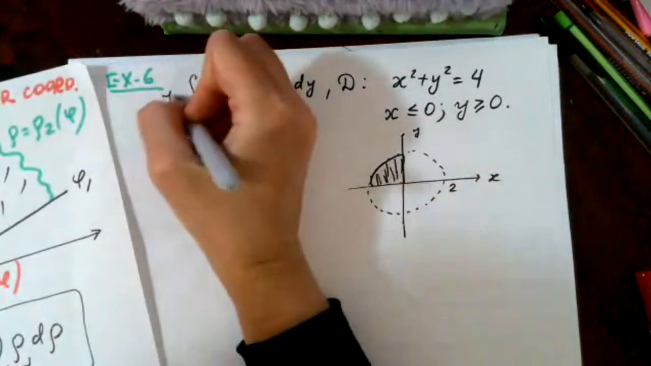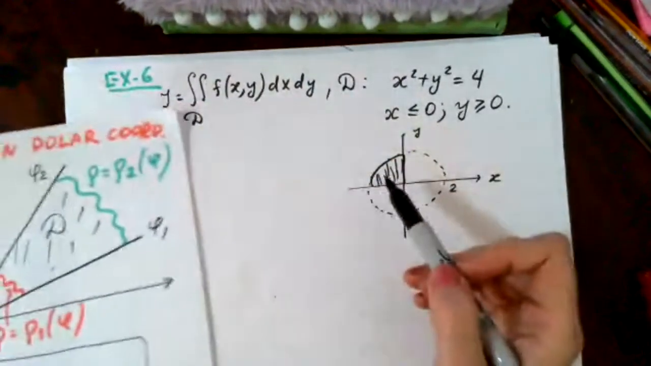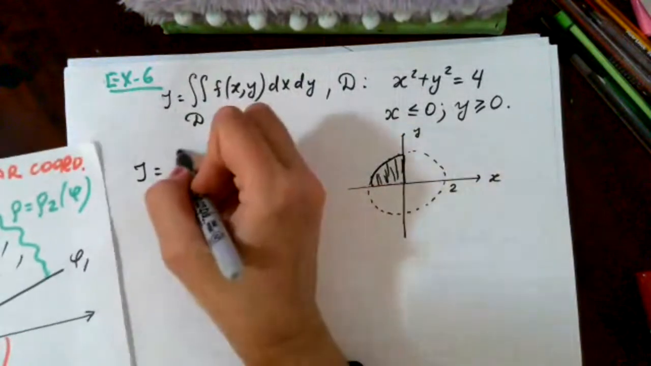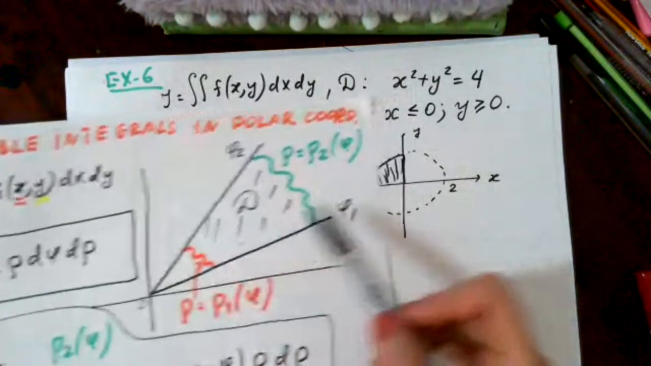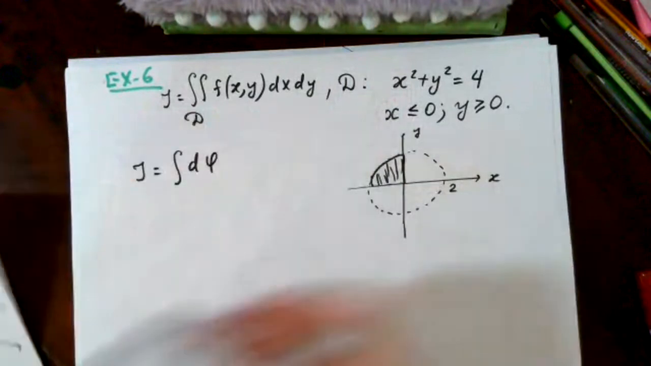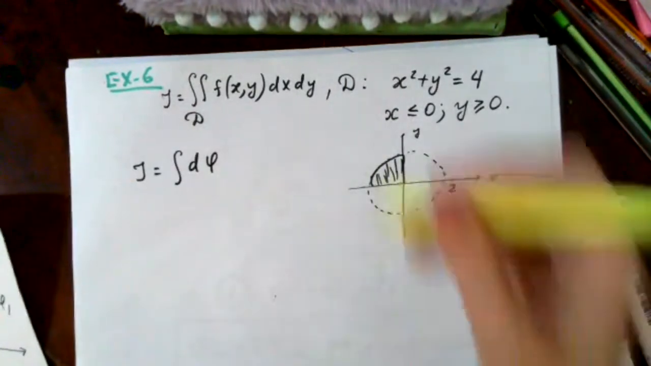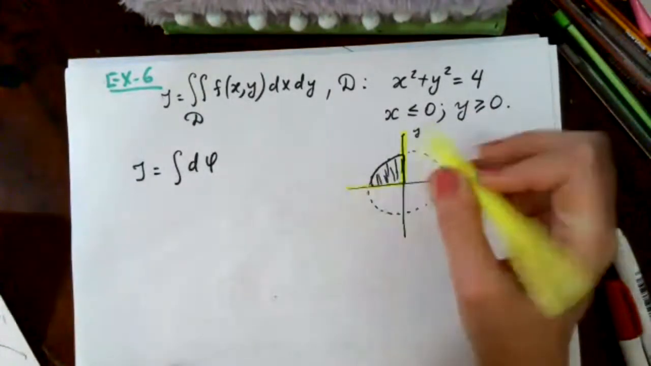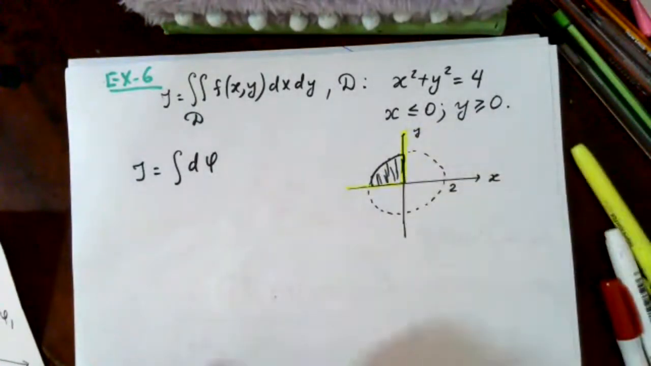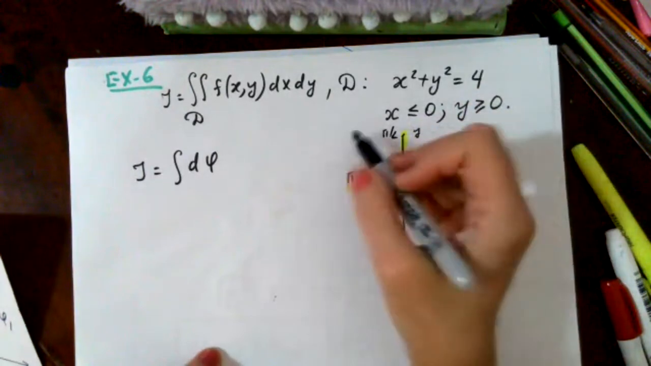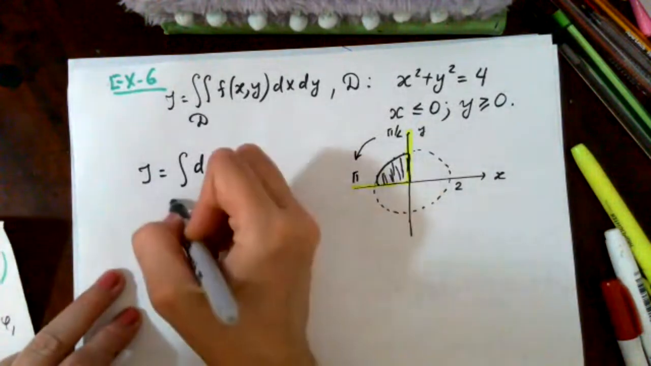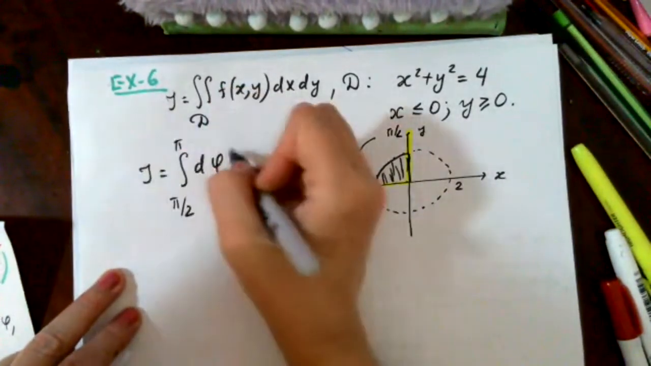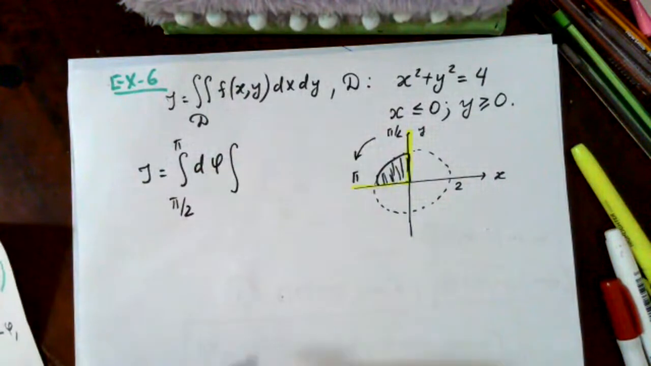So how can we start writing this repeated integral? The first integral should be d phi. You need to decide between which rays your region is squeezed. It's pretty obvious that it's squeezed between this ray and this ray. This ray has angle pi over 2, of course, and this is pi. You should always use this direction, counterclockwise. So from pi over 2 to pi. Okay, we finished our first step quite successfully. What about the second one?